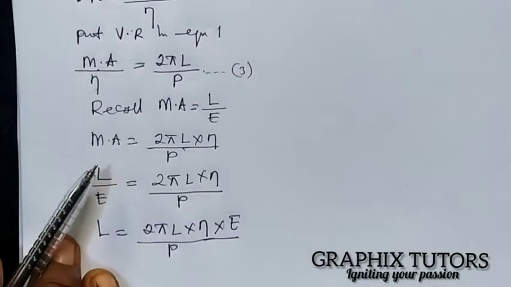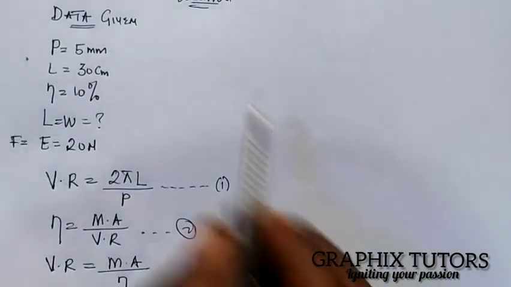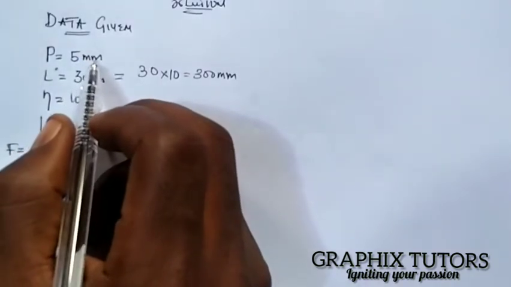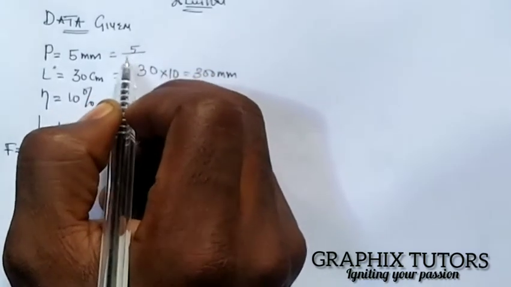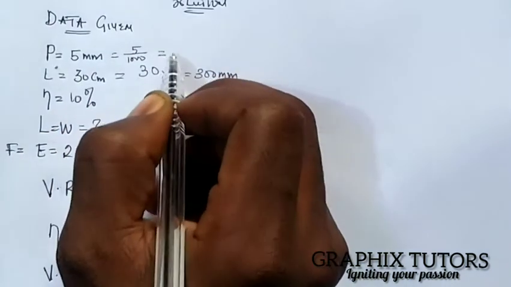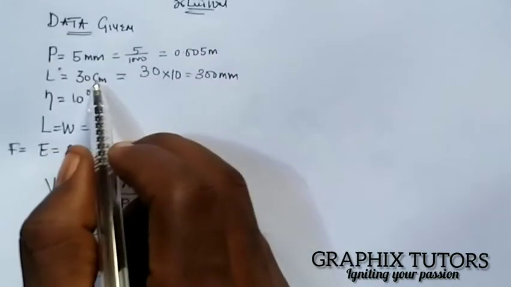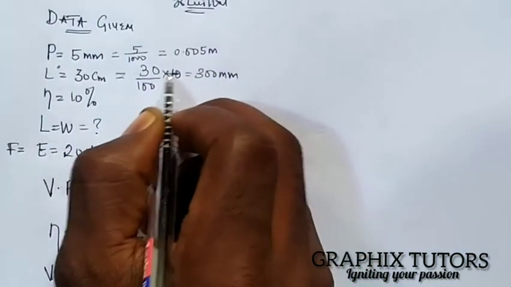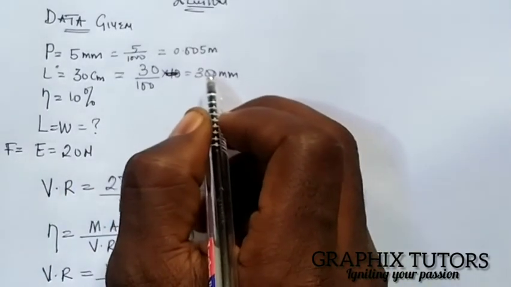So we'll start inputting our values. The values we have here: the pitch is 5 mm, and the length is 30 cm. Now, we want to convert 5 mm into meters. 5 divided by 1000 will give me 0.005 meter, right? If I convert 30 centimeter into meter, it will be 30 all over 100, right?